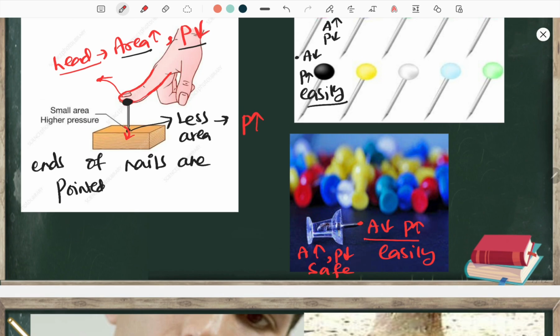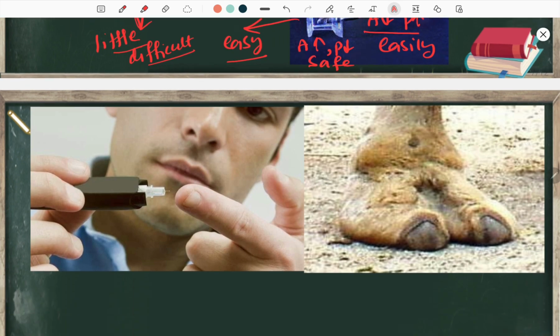Now which one is easier? This kind of pin, or this one? This is easier, no? Why? Because you have more area here, you are safe. Here you have less area compared to this. This head has less area, and this head has more area. So this one is a little difficult. If you compare this one and this one, this will be a little easy, and this will be a little difficult. Alright, fine then.